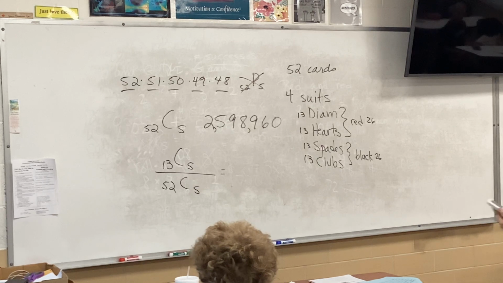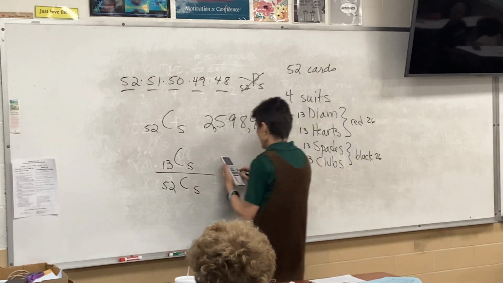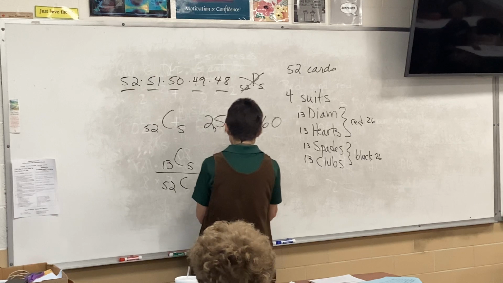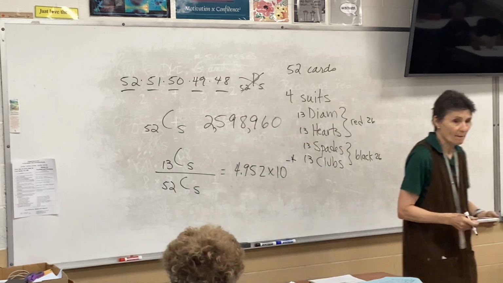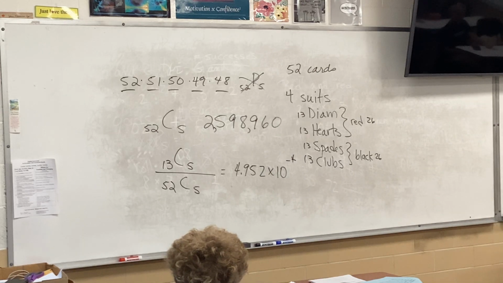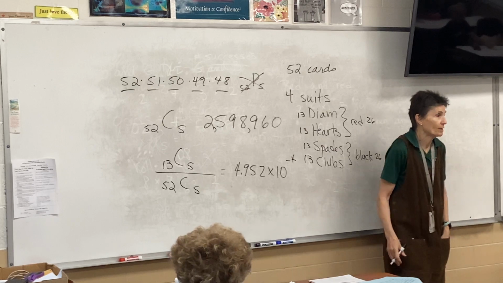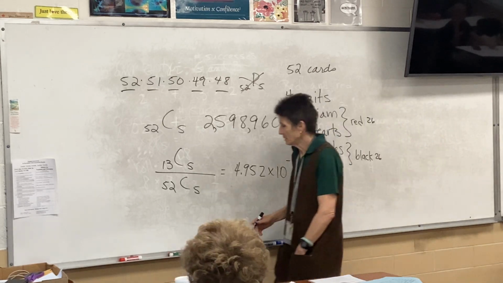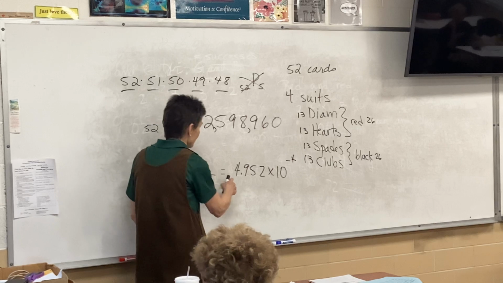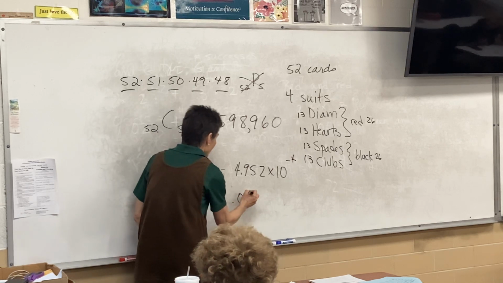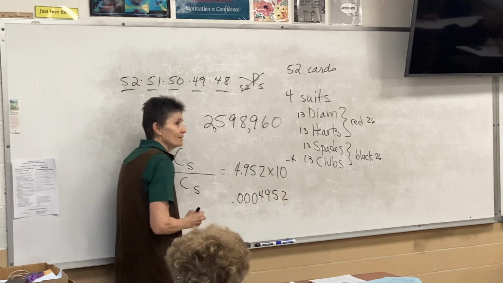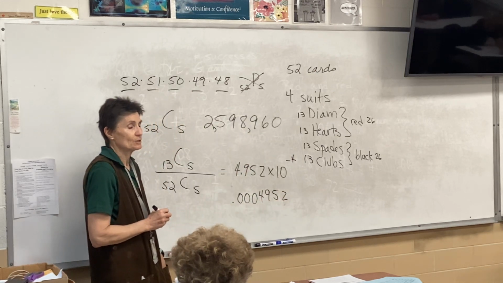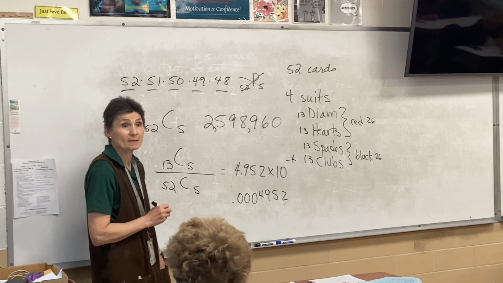The answer comes out to be 4.952 times 10 to the negative 4th. Remember, we talked about this before. When that E comes in, that means you've gone into scientific notation. So the probability of being dealt all diamonds is 0.000495. Not a very good chance of being dealt all diamonds.